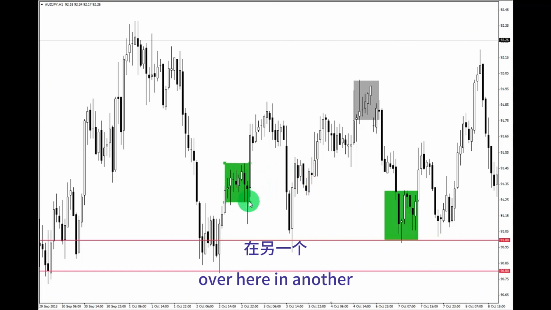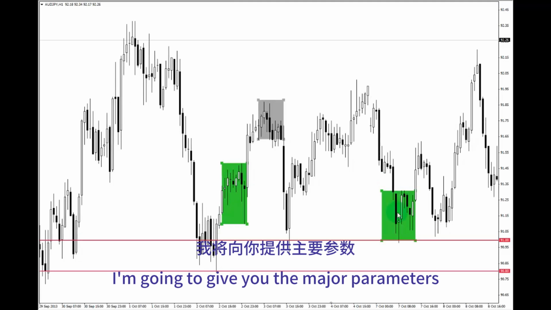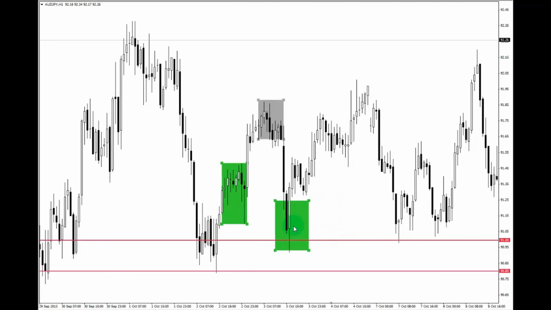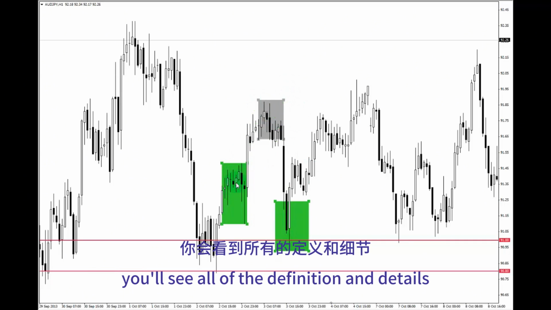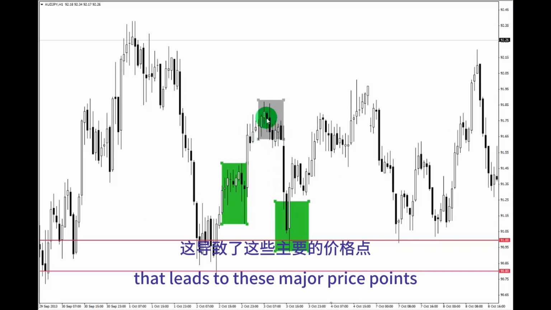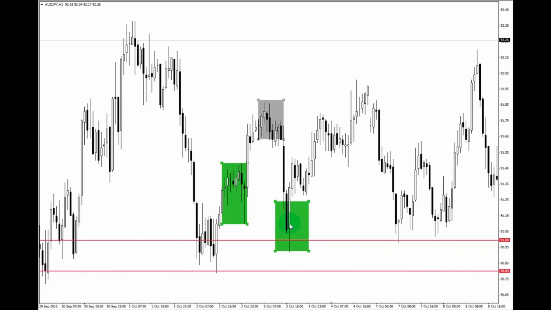over here in another context. It's the same way. Sell models in here. Again, I'm just going to give you the major parameters right here. Now, it's not very clear here, but again, if we go down to a lower time frame, you'll see all of the definition and details that leads to these major price points that makes up the market maker sell profile. Okay.